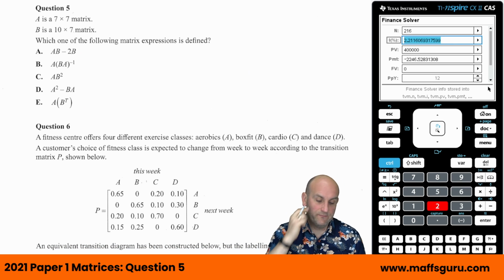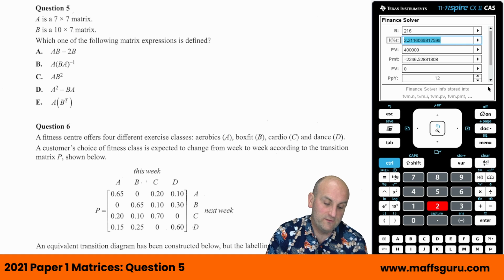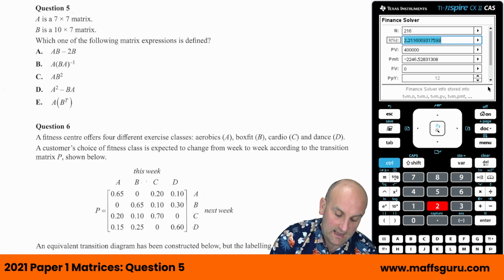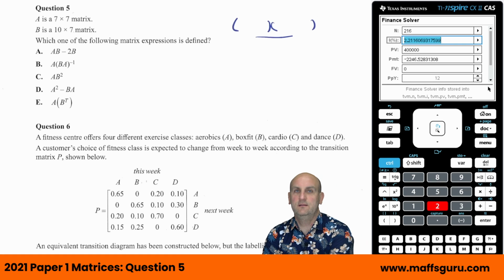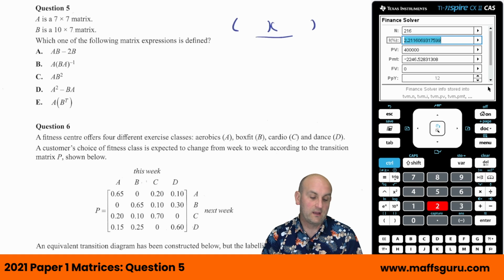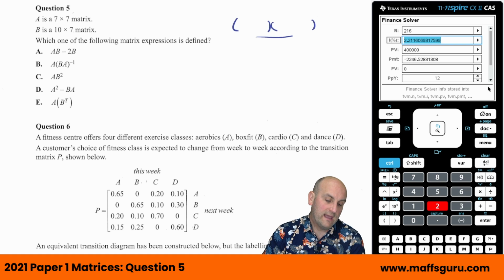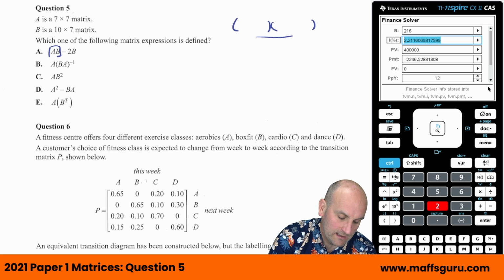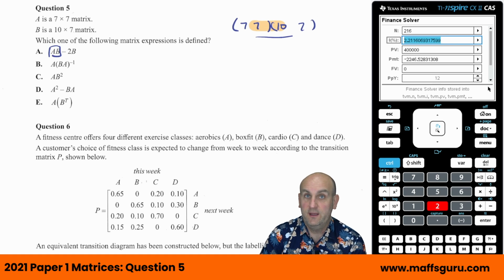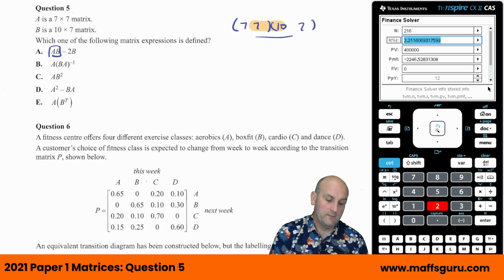A is a 7 by 7 matrix, B is a 10 by 7 matrix. Which of the following matrices is defined? Now remember, for it to be defined, you've got to have the rows and columns match when you multiply things. So I always say the outside of the first and the inside of the second have to be the same. So if I look at AB, I have a 7 by 7 and I have a 10 by 7. Well, for a start, those values there are not the same, so we can't do that multiplication.